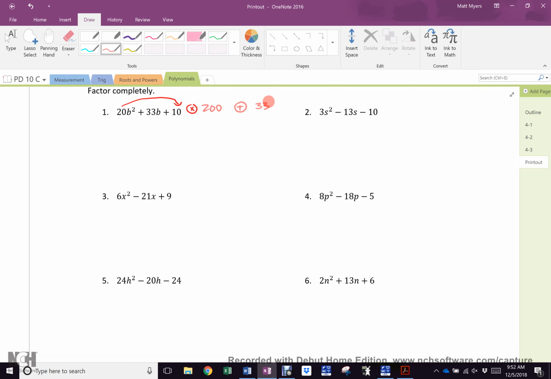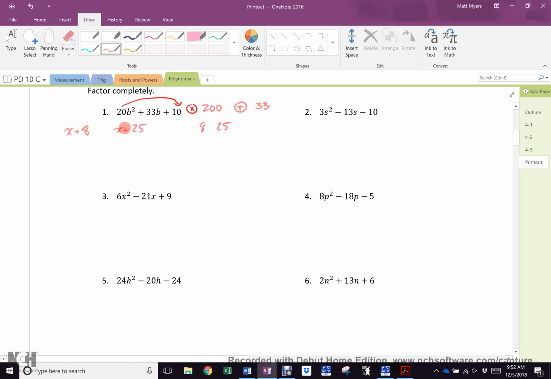2 and 50? All right. 2 and 100? 4 and 50. 4 plus 50 will get me 33. Great. 5 and 40. 25 and 8, right? 8 and 25. How will they go together to make 33? 8 plus 25. So it's x plus 8 and x plus 25.